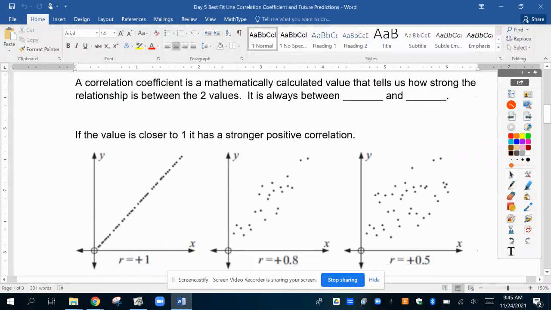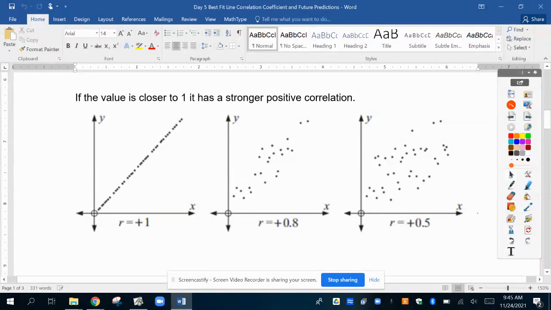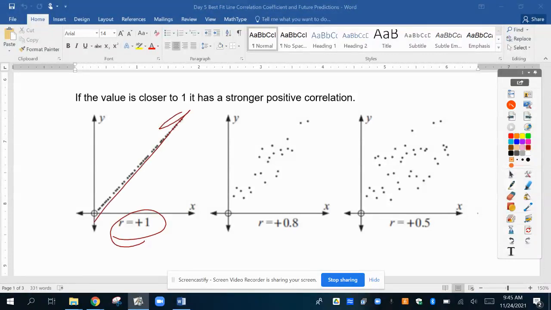The closer the value is to 1, the stronger the relationship is, and it will be positive, uphill. So if we have a perfect +1, we will have a perfect upwards line. It could be at any angle, but it is going upwards and it will be a perfect line. Now, 0.8 is still close to 1.